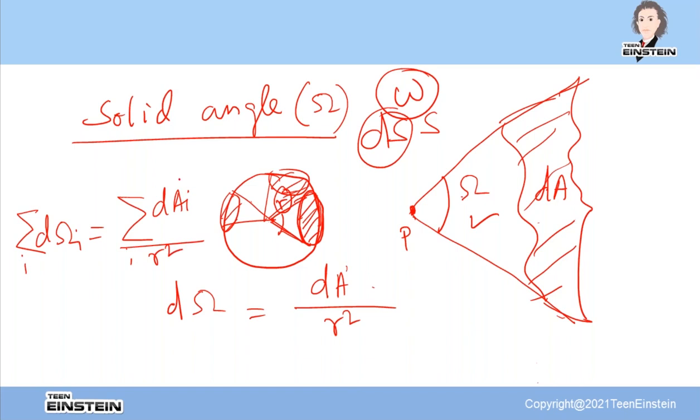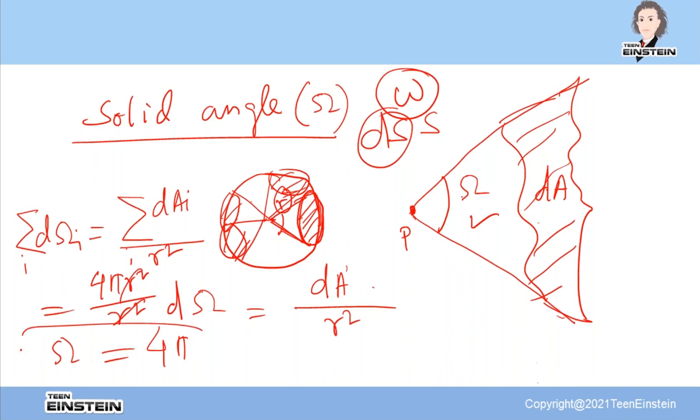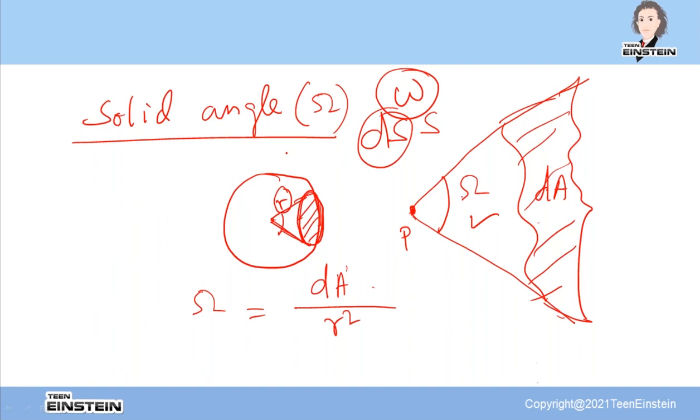This is r square. The total area will be the surface area of the sphere, so this will be 4 pi r square, divided by r square. So for a sphere, what is the solid angle? I can write this as 4 pi. The total solid angle will be 4 pi. Okay, this is what solid angle is.